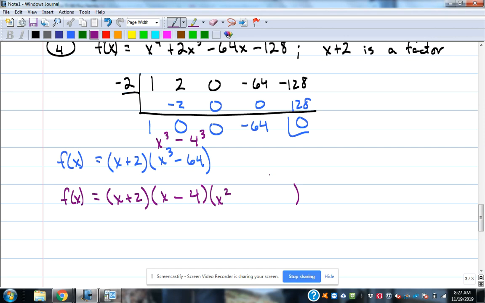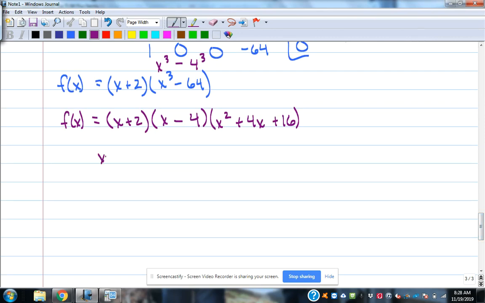I thought you had this one, x squared plus 4x plus 16. Then we can factor that one. Why can we only do the quadratic formula? Because it came from a difference of cubes or a sum of cubes. It will never factor. So that means we're going to have 2 real solutions there. We got x equals negative 2 and x equals 4. That's from those first 2 there.